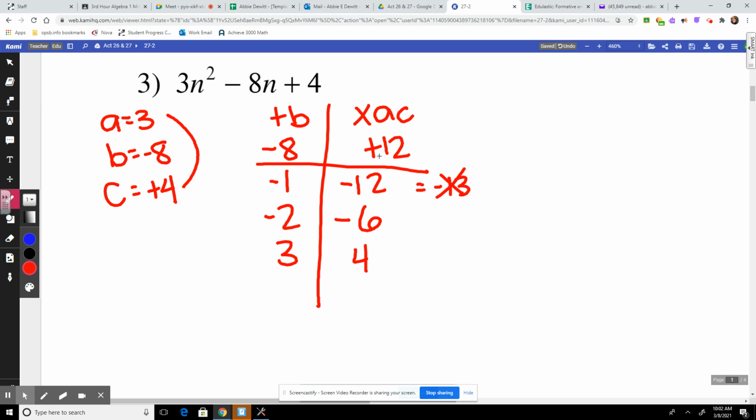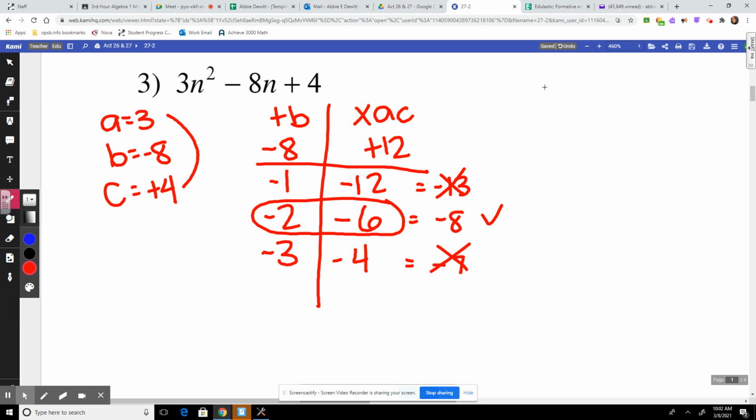Negative 2 and negative 6 is positive 12 when I multiply, and when I add, it's negative 8. Ding, ding, ding. Those are my two answers. And I'm going to go ahead and do these to show you that those aren't the problem. Negative 3 and negative 4 multiply to 12, but they add to negative 7. Not going to work. So my two integers that I need are negative 2 and negative 6.